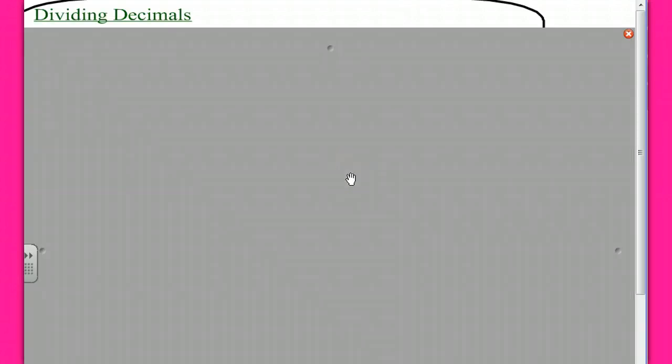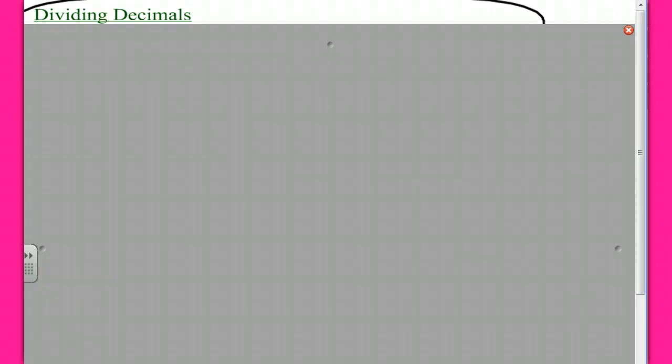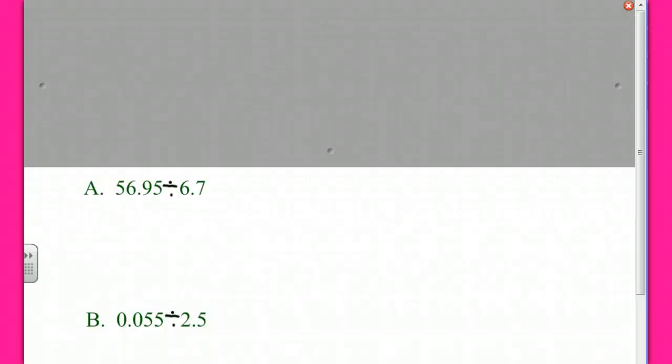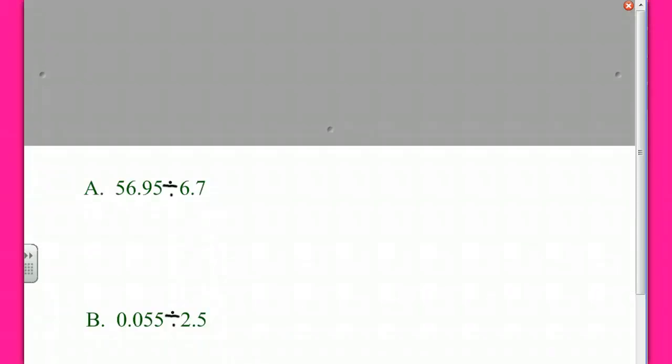Okay? How about dividing decimals? Let's try that, and we'll make a rule box for dividing decimals. Okay, so leave about 4 or 5 lines. Leave 5 lines. We're going to make this rule after we try one. So here's one to try. We're going to try A first. Okay?